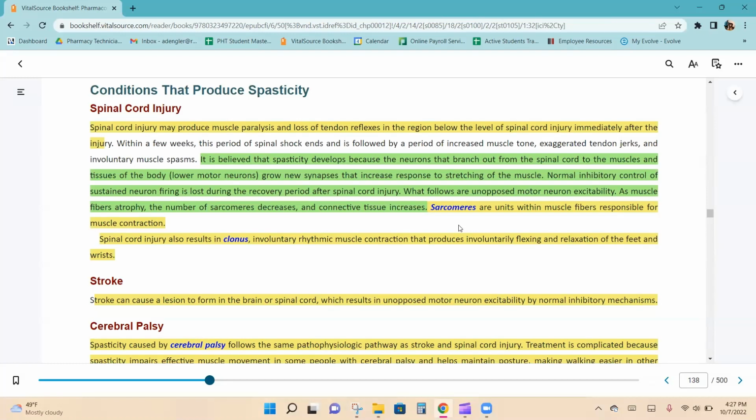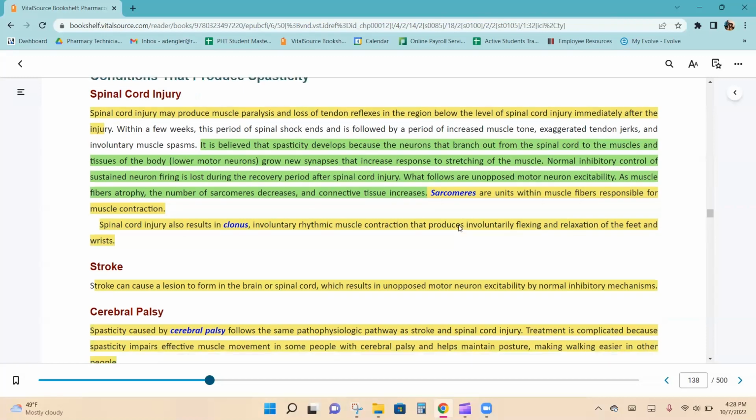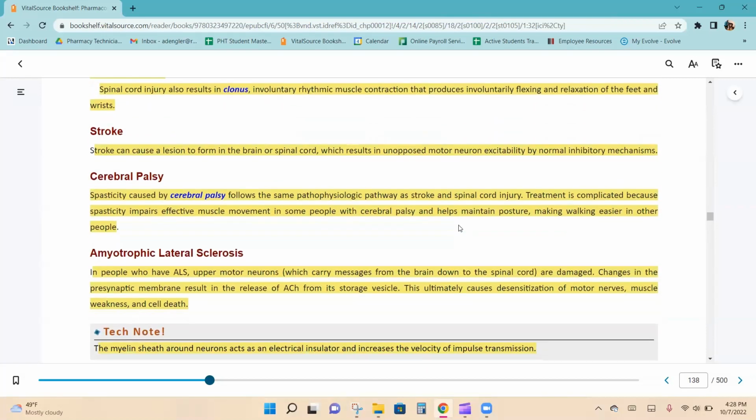As muscle fibers atrophy, the number of sarcomeres decreases and connective tissue increases. Sarcomeres are units within muscle fibers responsible for muscle contraction. Spinal cord injuries also result in clonus, which is an involuntary rhythmic muscle contraction that produces involuntary flexing and relaxation of the feet and wrists. Strokes can cause a lesion to form in the brain or spinal cord, which results in unopposed motor neuron excitability by normal inhibitory mechanisms.